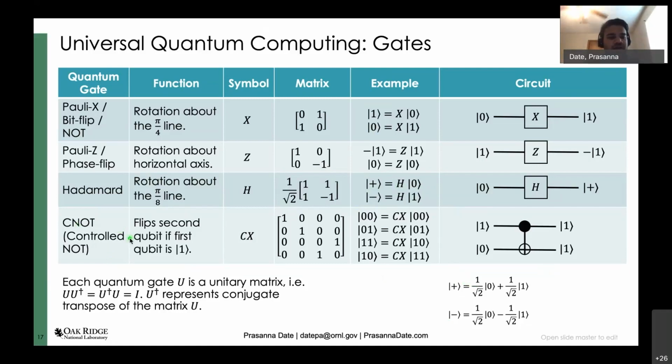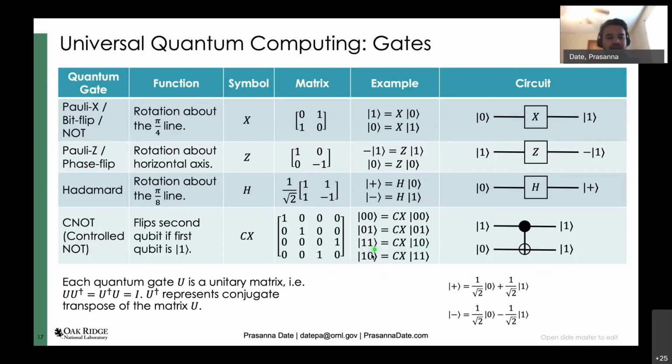So the final gate that I want to go over is the CNOT gate, which is also called the controlled NOT. This is the first 2-qubit gate. If the first qubit is 0, it leaves the second qubit unchanged, and if the first qubit is 1, it flips the second qubit. It is denoted by Cx, and the corresponding matrix is here. I'll go over one example. Let's say your initial state is 1, 0, and you apply the controlled NOT gate. Since your first qubit is 1, the second qubit is going to get flipped, and the final state that you get is 1, 1.